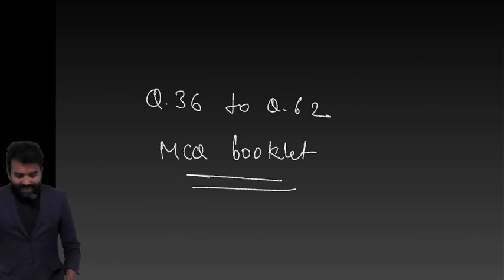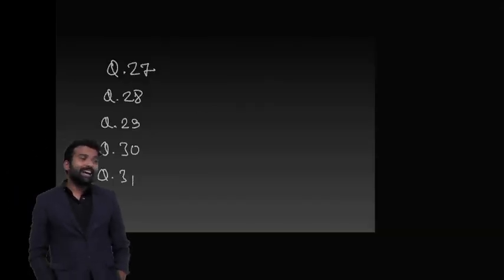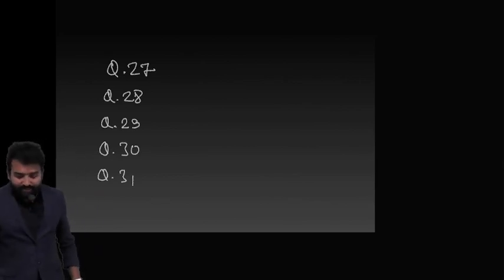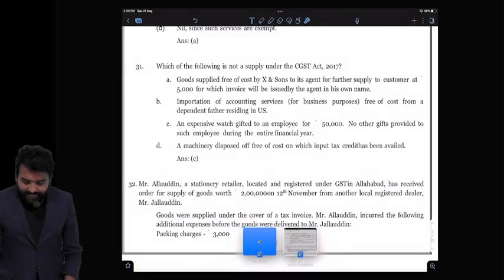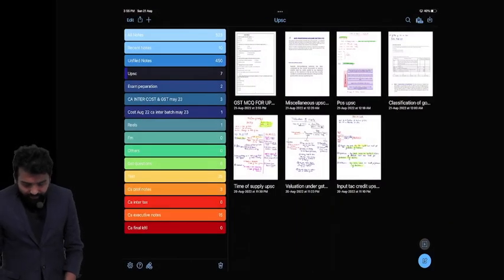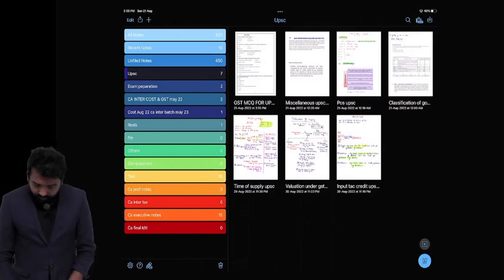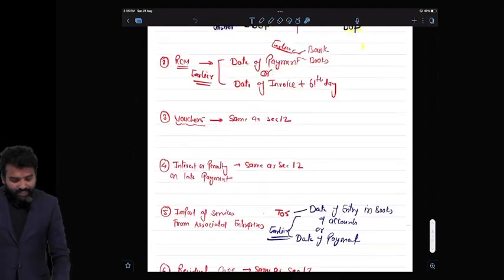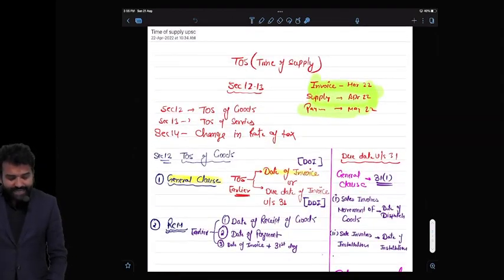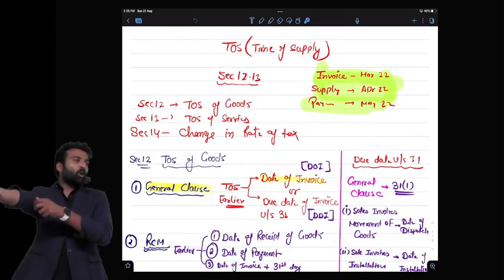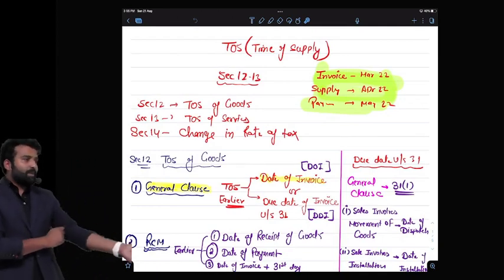Nice. Now, this is about the charge of the GST. So we are now moving towards another topic. We have covered introduction of GST. We have covered supply. We have covered charge of GST. Now I am taking you to another topic. And what will be the next topic we will be covering? Time of supply, after sections 7, 8, 9, 10. Now we are going to cover another topic, and that topic is time of supply.